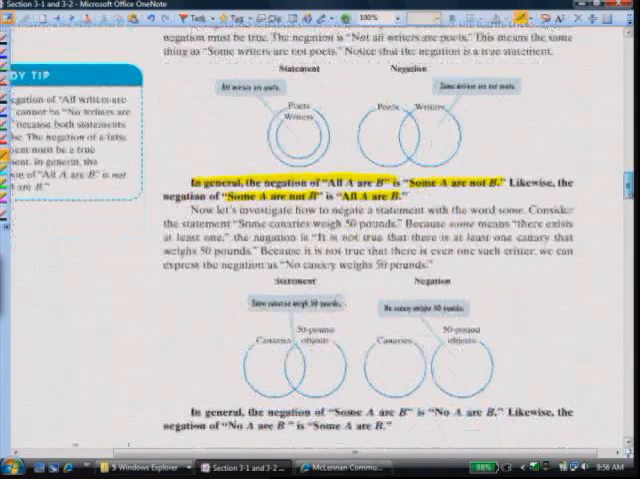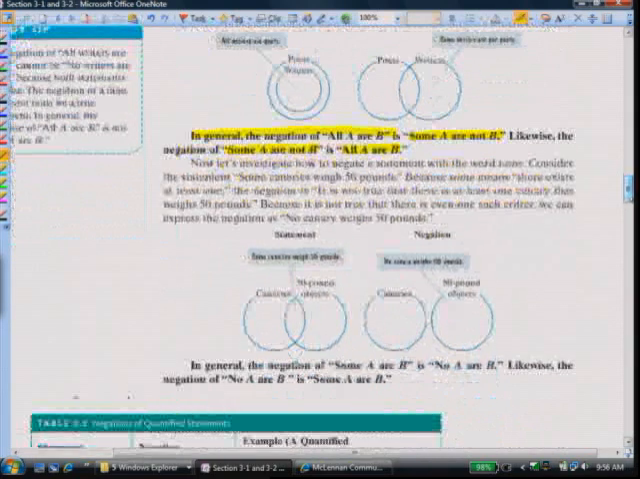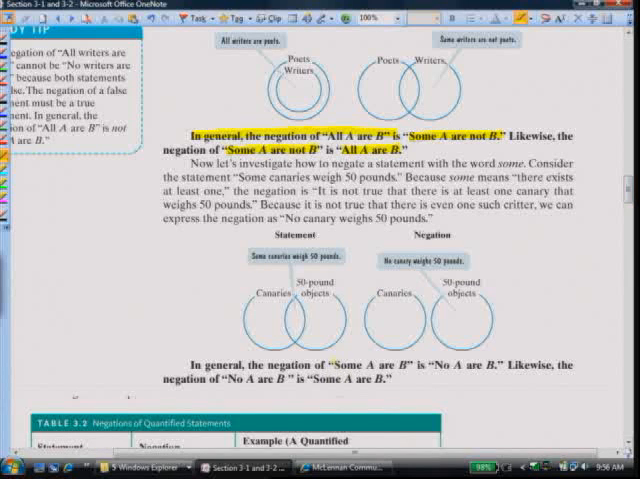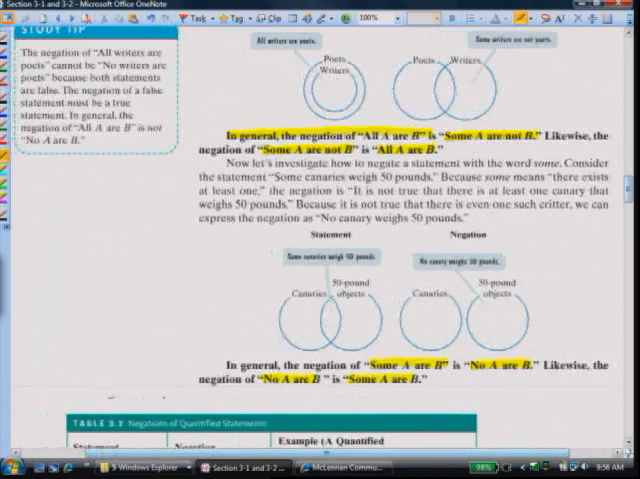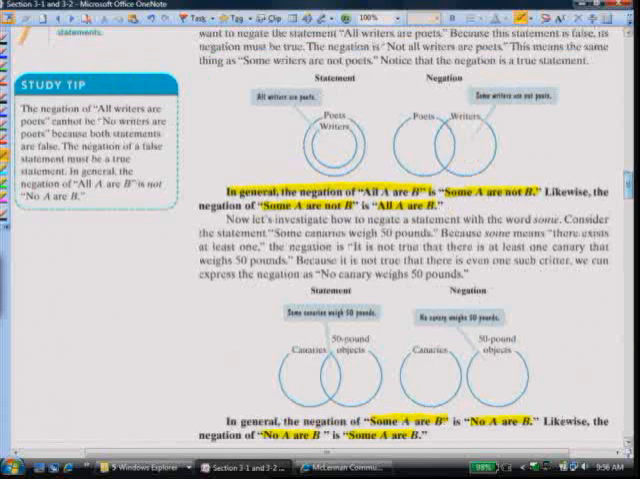And now what if you have the word some? In general, the negation of some A are B is no A are B. And the negation of no A are B is some A are B. Okay? And so let's look at the study tip because it gives us some nice information here.